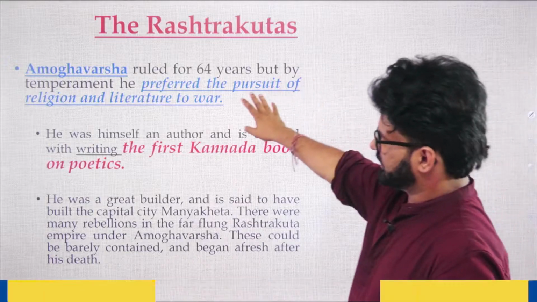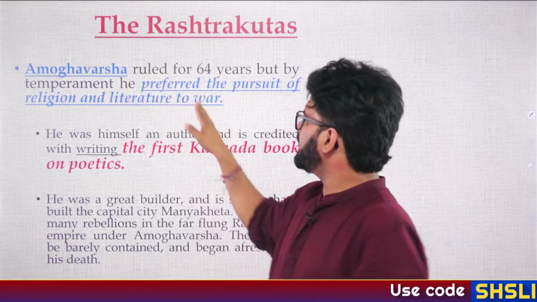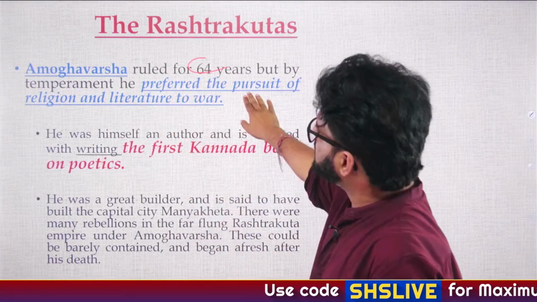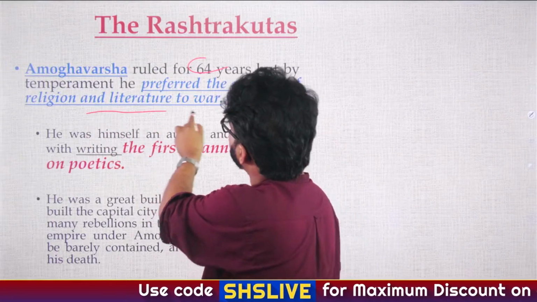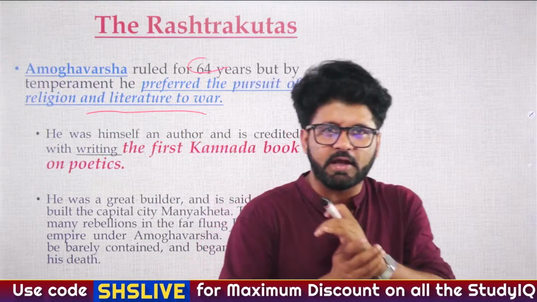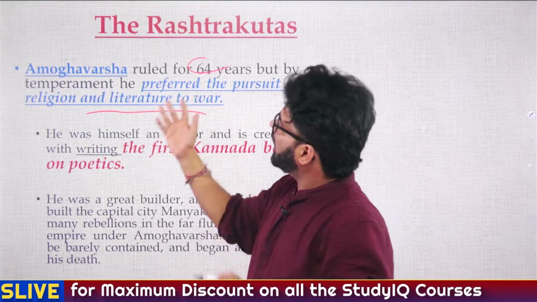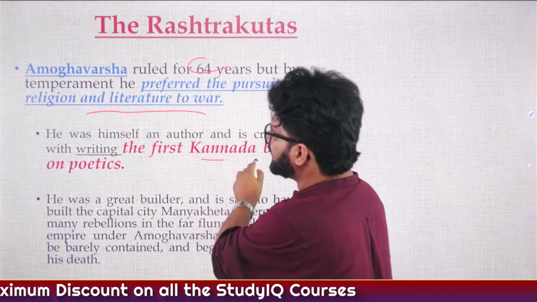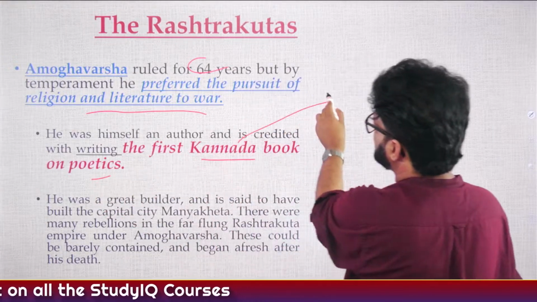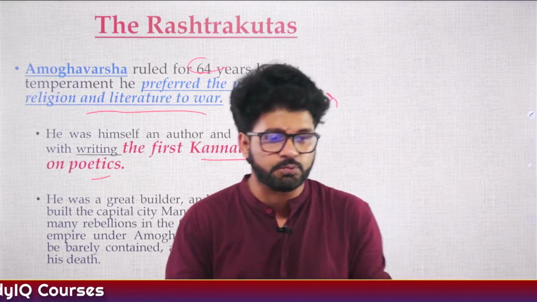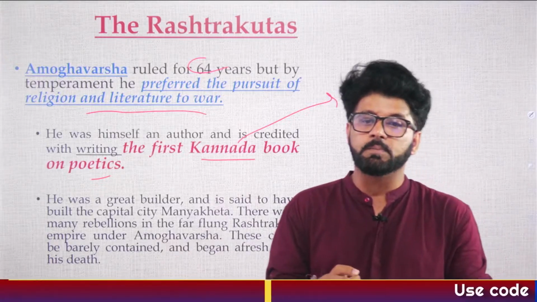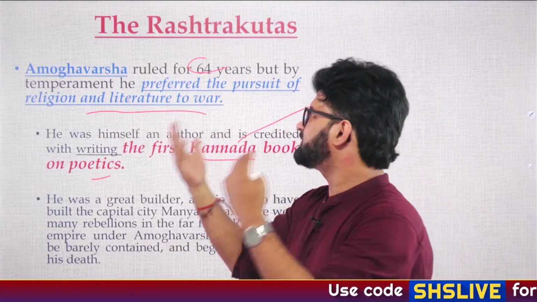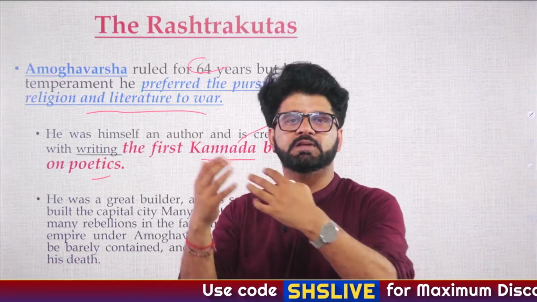We have just discussed. 814 to 878 AD, 64 years, preferred the pursuit of religion and literature to war. Dhamma Ghosha rather than Bheri Ghosha. He is the Ashoka of the South. First Kannada book on poetics. What is the name of this first Kannada book on poetics which we have just discussed? Written by Amoghavarsha, or like it is said he wrote it, or maybe he has taken credit for it.